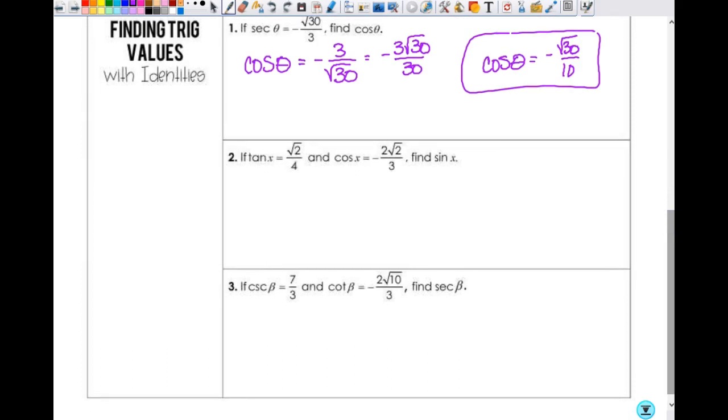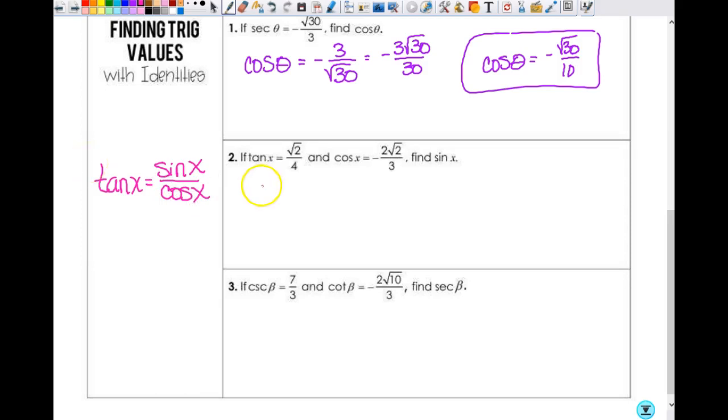It says if the tangent of x is the square root of 2 over 4, and cosine of x is negative 2 square root of 2 over 3, then find the sine of x. All right, so here's what we know. We know that the tangent of x is equal to the sine of x over cosine of x. That should be something that you already know. So basically, we're just substituting in.